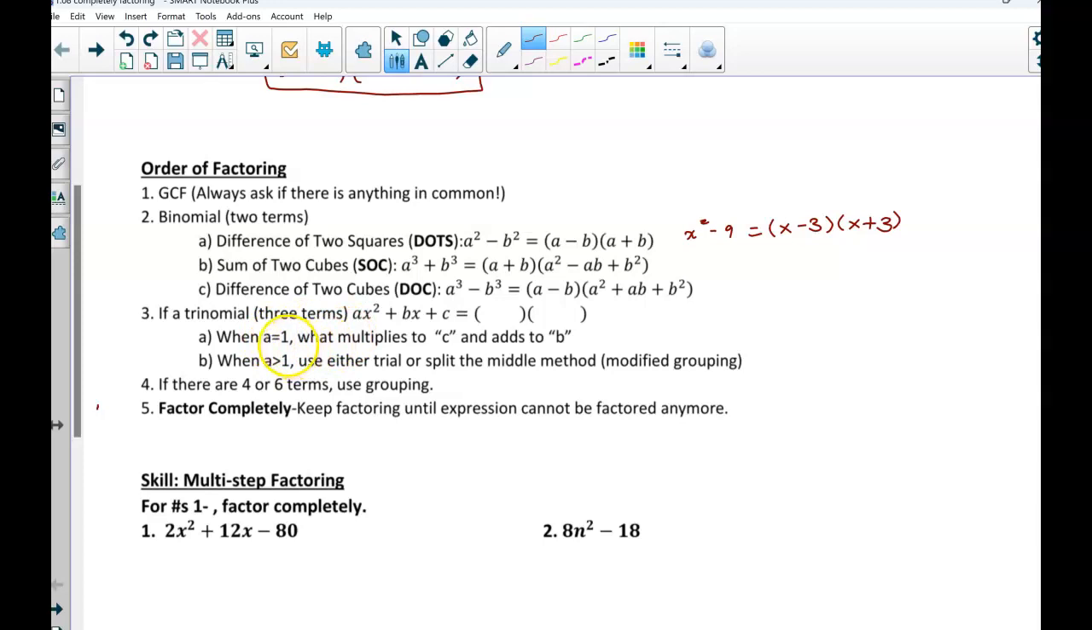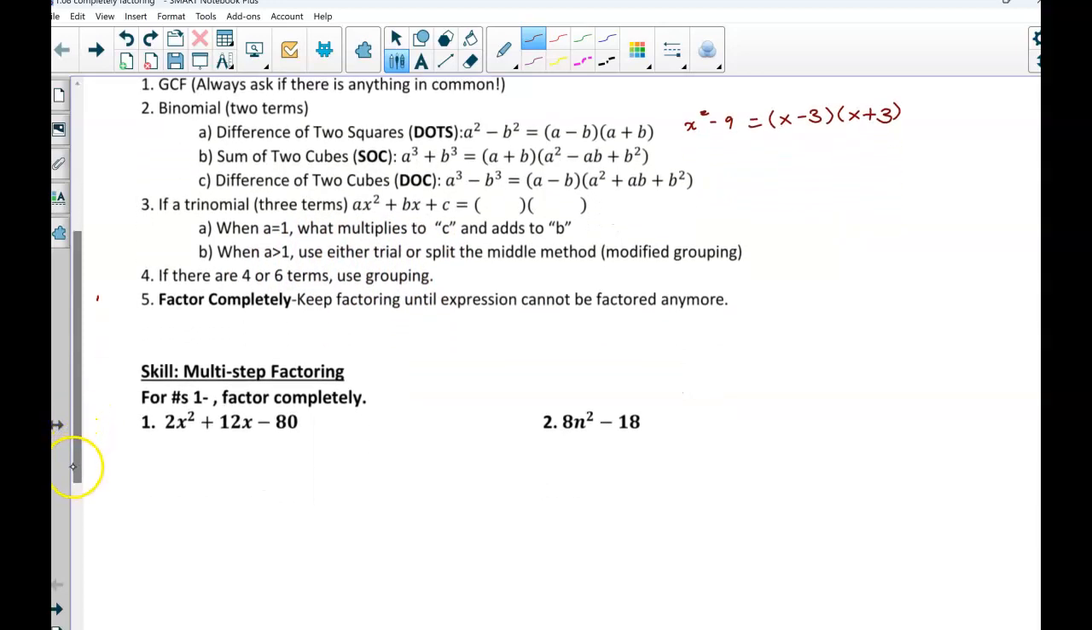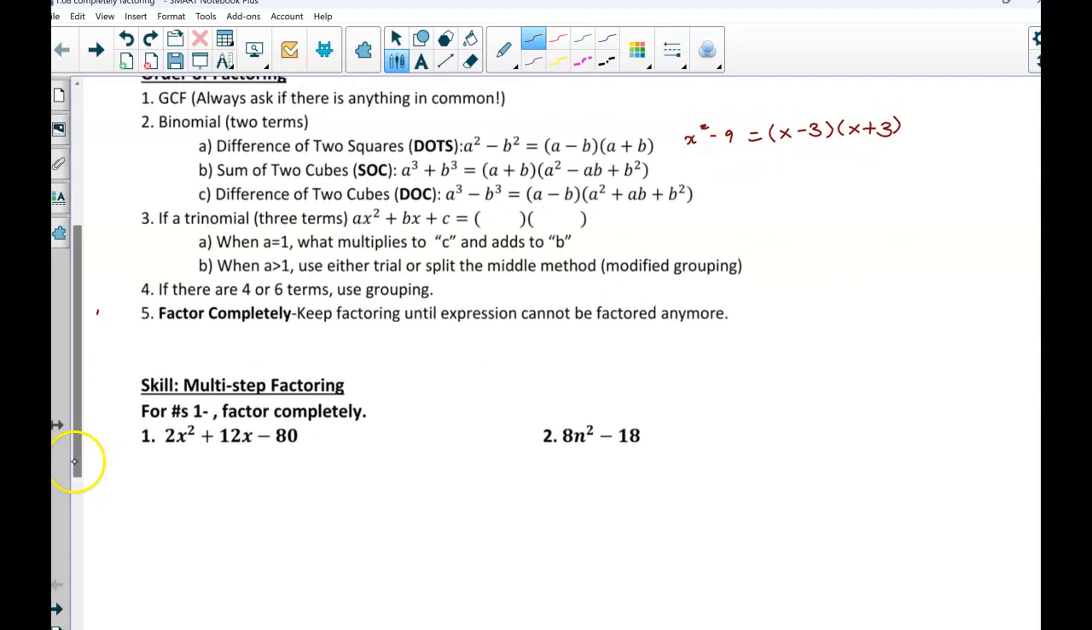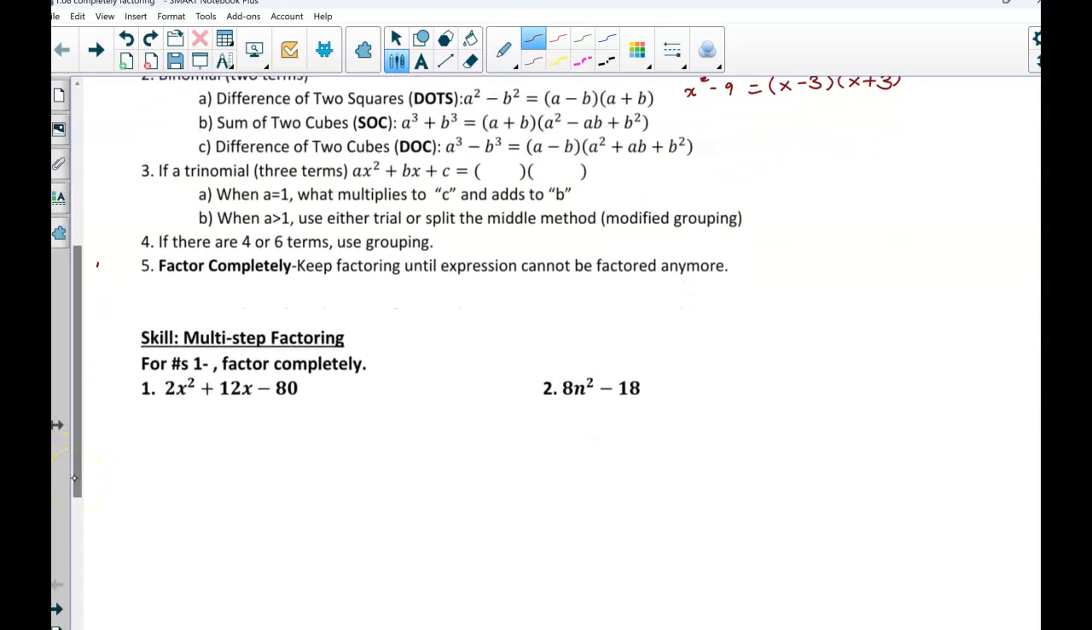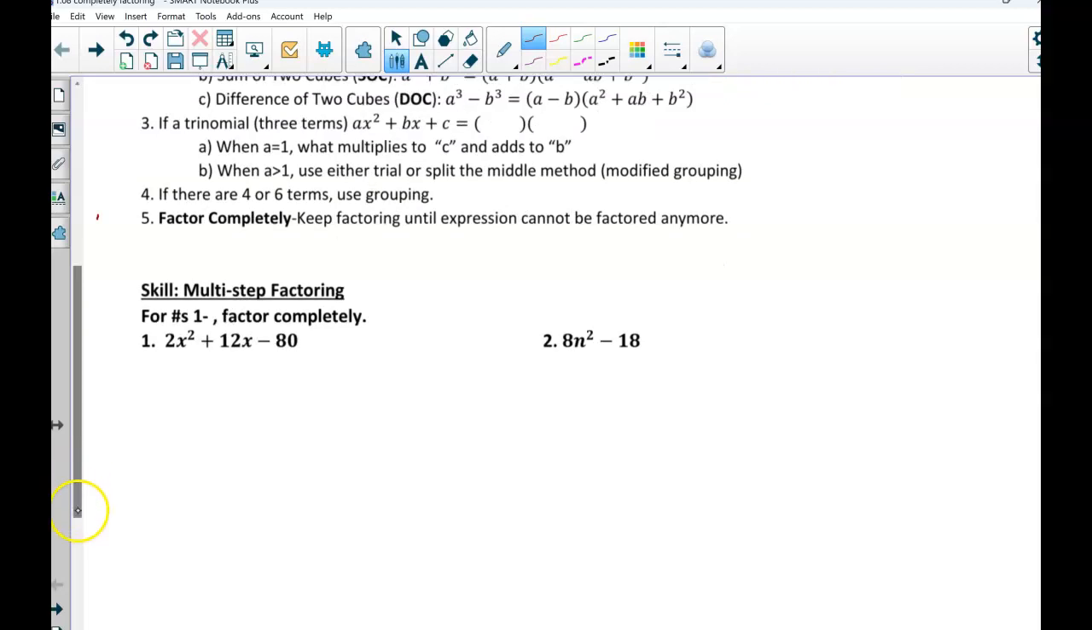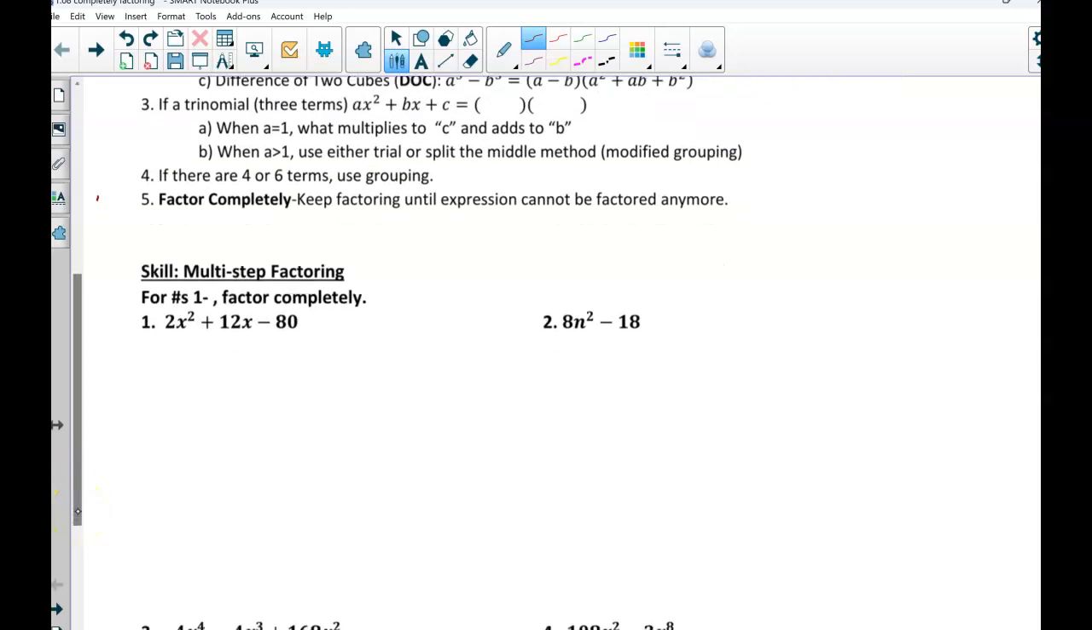We did the sum product where the leading coefficient is 1. And then when your leading coefficient is greater than 1, we either use trial and error or that split the middle technique. If you have 4 or 6 terms, you should use grouping. Okay, so you keep factoring completely. Again, that just means you're going to keep on factoring until it can't be factored anymore. So let's get started. Factoring completely is also called multi-step factoring.